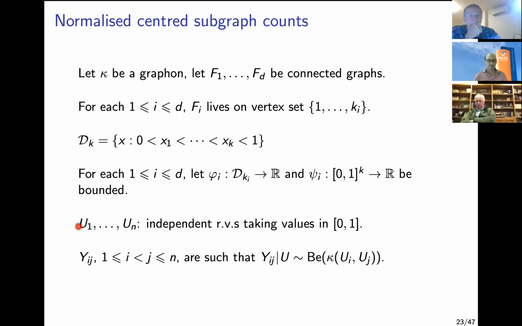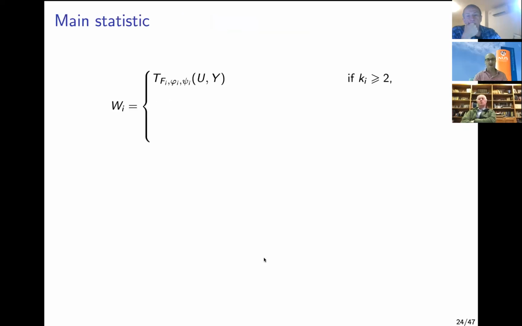They only have to be independent; they don't have to be IID. For the Yij, typically they are Bernoulli random variables, conditional on U, with a given success probability. But we can be more general: all we need is that the expectation of Yij given U equals kappa of Ui, Uj. I'm sticking here to the graph world where Yij is 0 or 1.